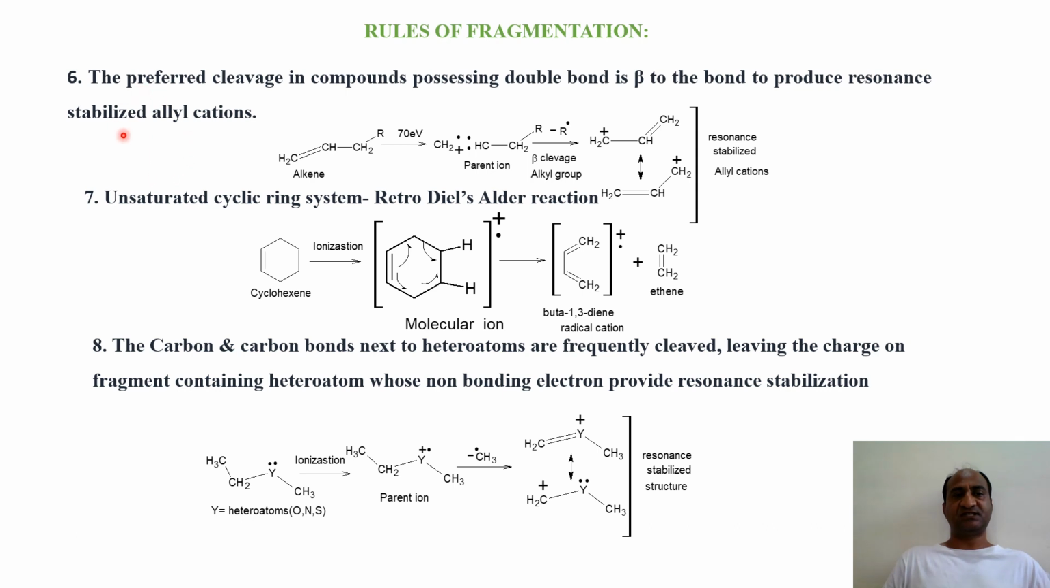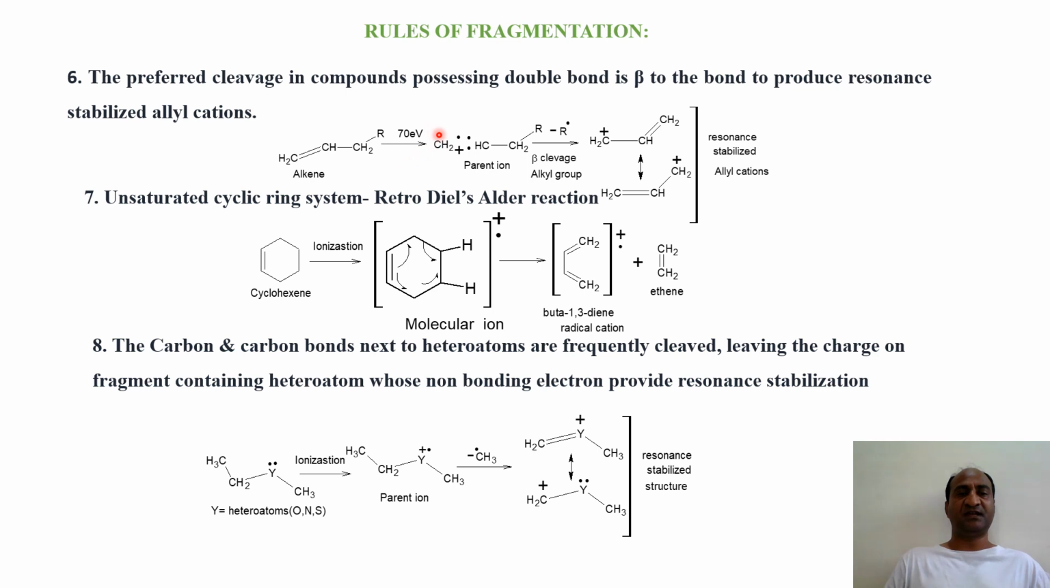Now let us discuss rule number 6. It is related to the unsaturated compounds or the alkene type of compounds. Whenever there is an alkene type of compound, the cleavage is from the beta position to the double bond. This is a CH adjacent to this. This is CH2 and this is R. So this is alpha and this is beta. From this position there is a cleavage.